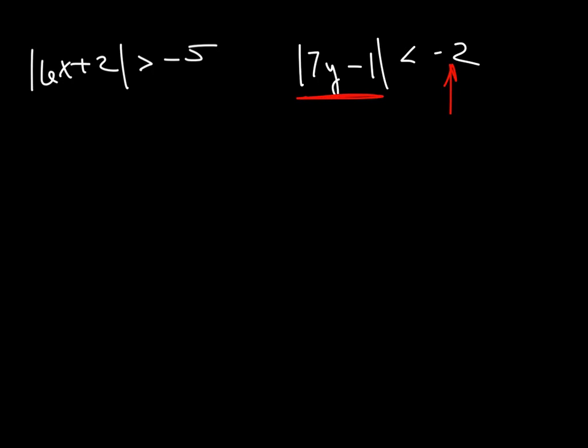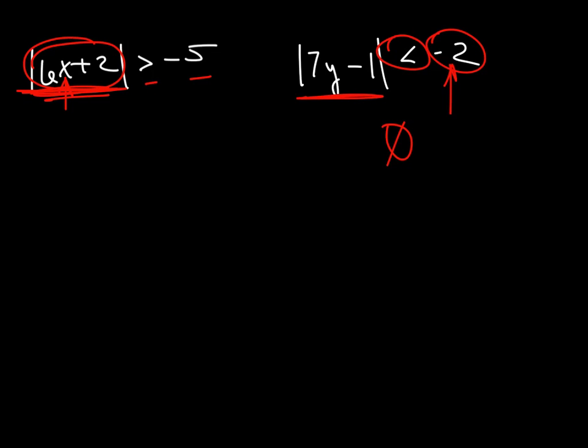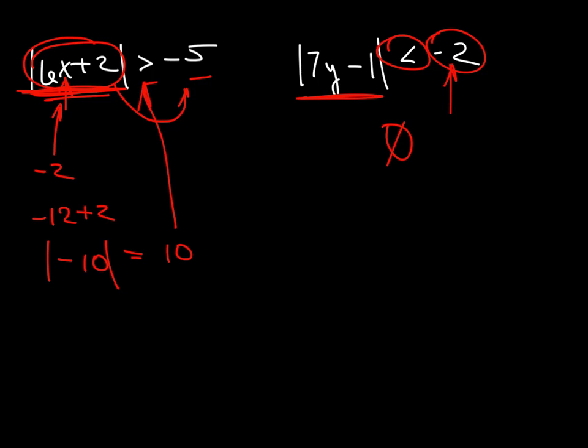So when your absolute value is less than a negative, the answer is the null set. When the absolute value is greater than a negative, then the answer could be absolutely every number, because any number you put in here for x is going to give you a number such that when you take the absolute value of it, it's going to give you a positive number, which is always going to be greater than -5. If I put a -2 in here for x, I get -12 plus 2, which is -10. The absolute value of -10 is 10, which is bigger than -5.